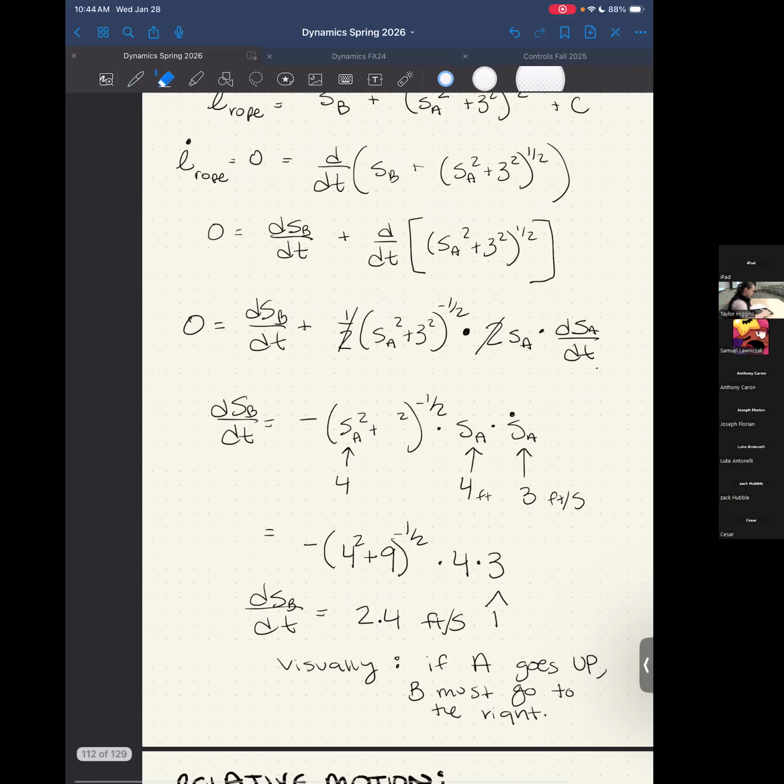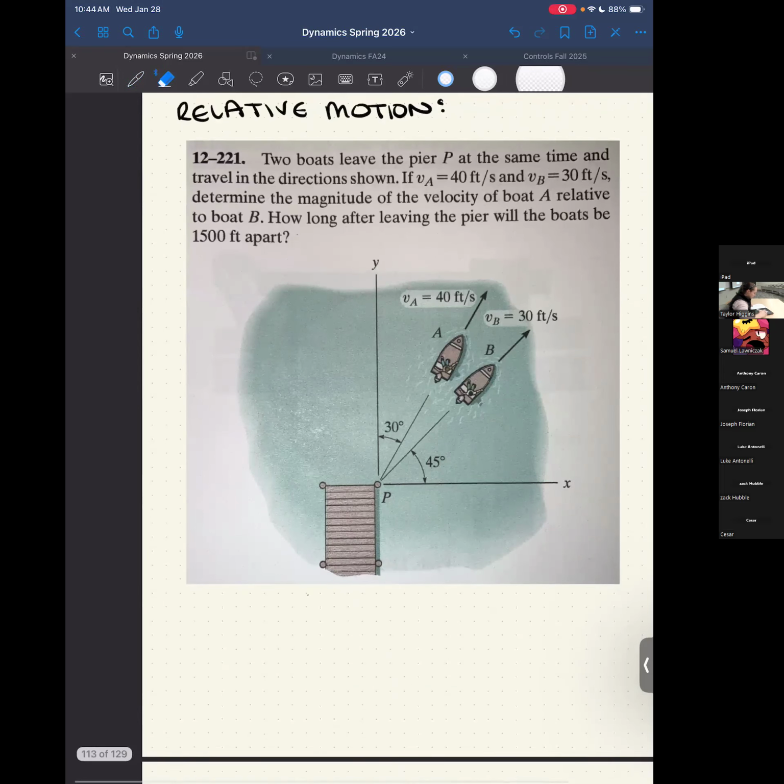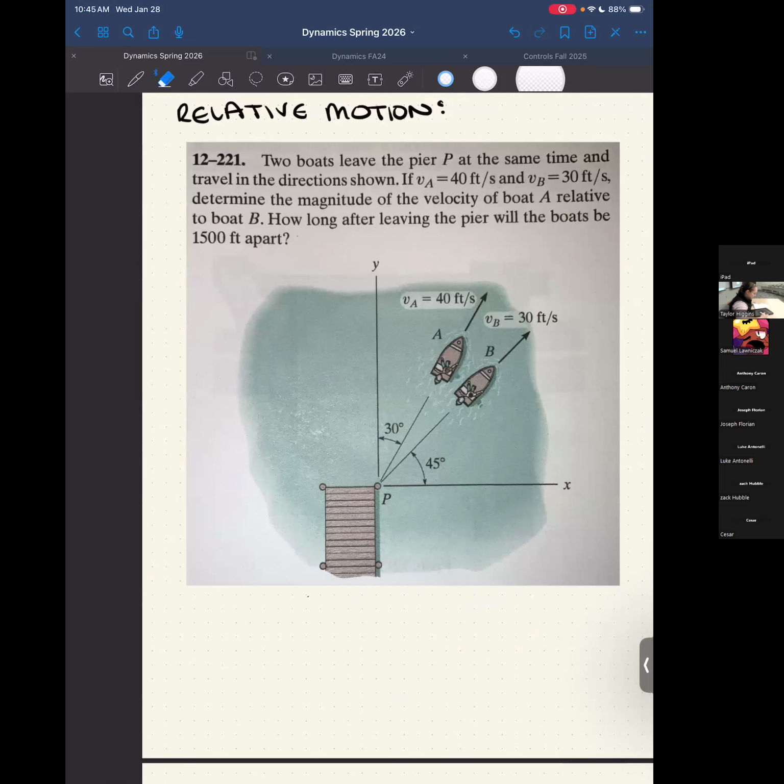All right, last problem. Two boats leave the pier at the same time and travel in the direction shown. If VA, the speed of boat A, is 40 feet per second and the speed of boat B is 30 feet per second, determine the magnitude of the velocity of boat A relative to boat B. How long after leaving the pier will the boats be 1,500 feet apart? So, a two-parter.